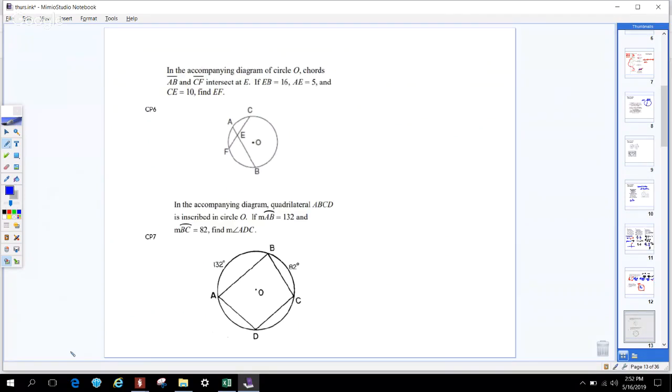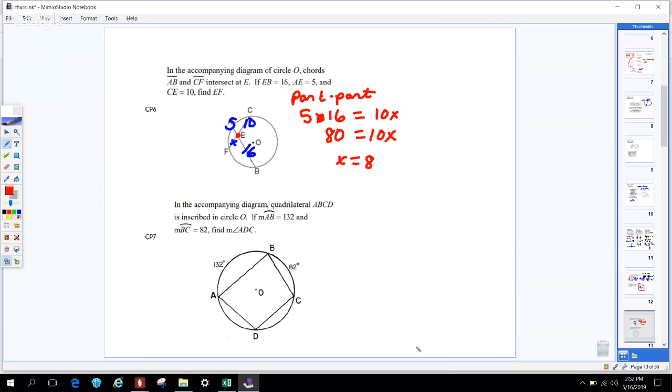In the accompanying diagram, O, chords AB and CF intersect. It tells you EB is 16, AE is 5, CE is 10, and it wants to know this piece. This is a classic part times part equals part times part. The part is this little intersection. So we're going to do 5 times 16 equals 10 times x. 5 times 16 is 80. What do I do now? Yep, so what's my answer going to be? Beautiful. Part times part, that's all this is.